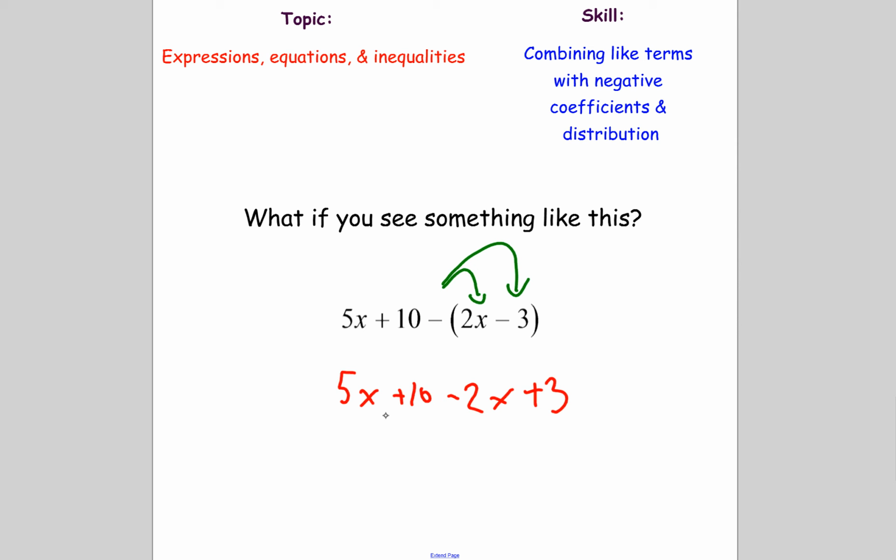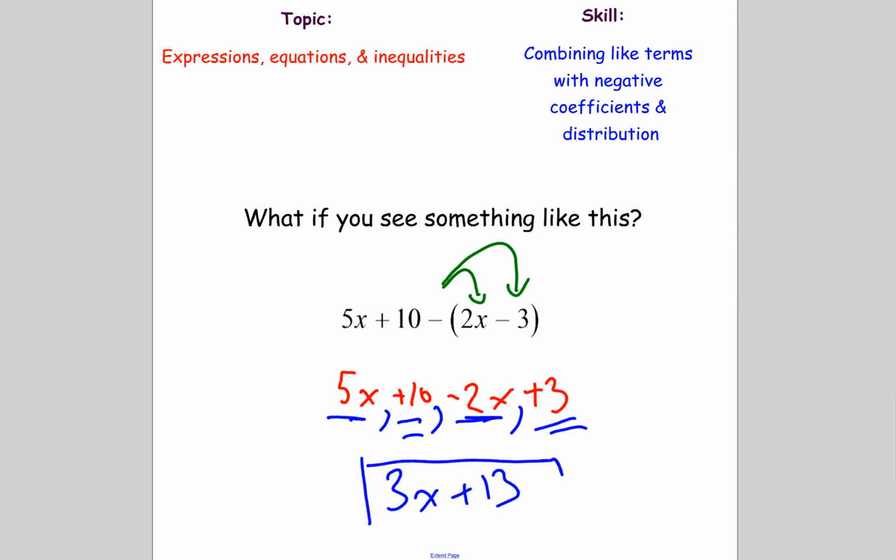So 5x and positive 10 and negative 2x and positive 3. So 5x would combine with negative 2x to give you 3x. Positive 10 would combine with positive 3 to give you positive 13. And that right there, my friends, is the simplified expression.